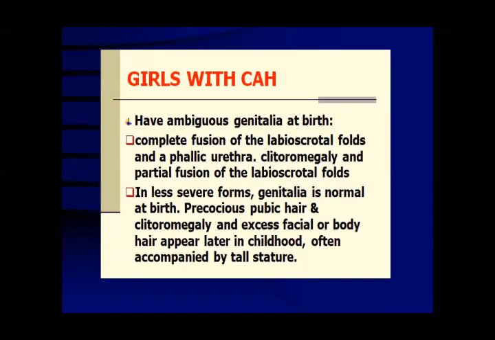The babies have ambiguous genitalia at birth. Girls have ambiguous genitalia; you cannot recognize whether she is a girl or a boy. Complete fusion of the labioscrotal folds and a phallic urethra, clitoromegaly, and partial fusion of the labioscrotal folds will be found in that girl. In less severe cases, the genitalia are normal at birth, and precocious puberty follows. Pubic hair, clitoromegaly, and excess facial and body hair appear in childhood, accompanied by tall stature because the androgenic action in the body is more as compared to cortisol and aldosterone.